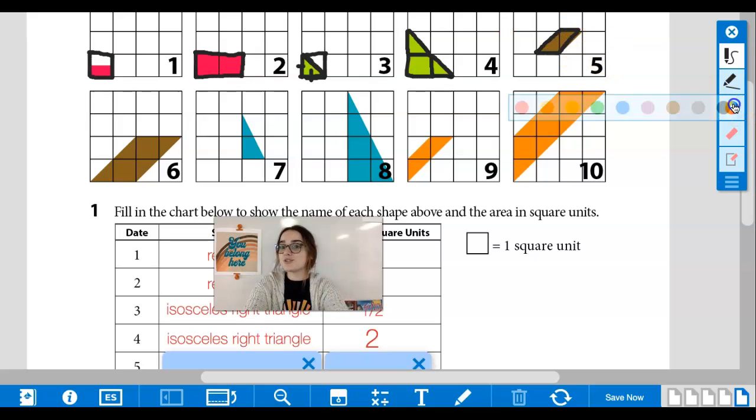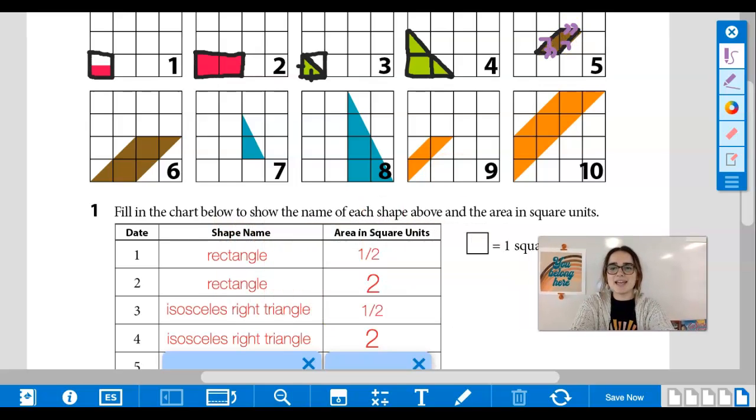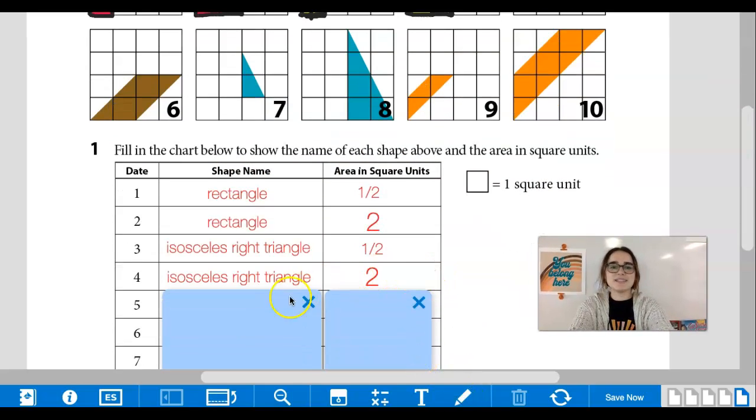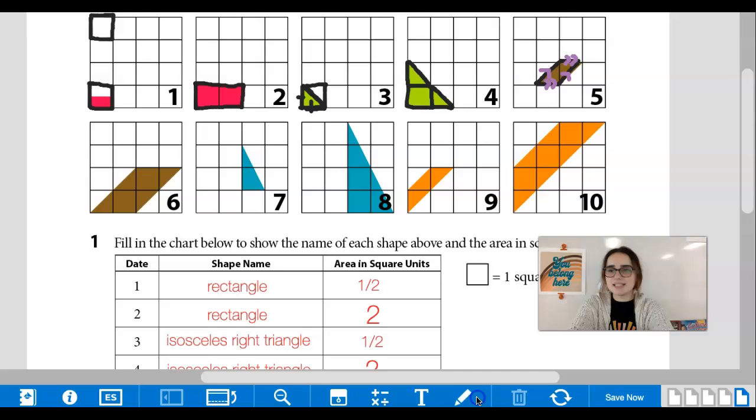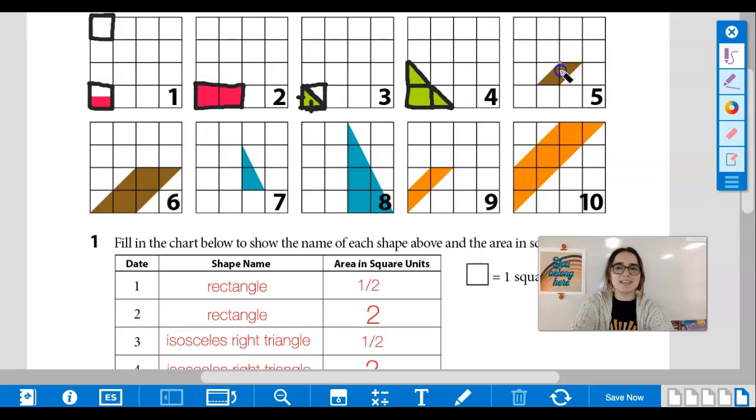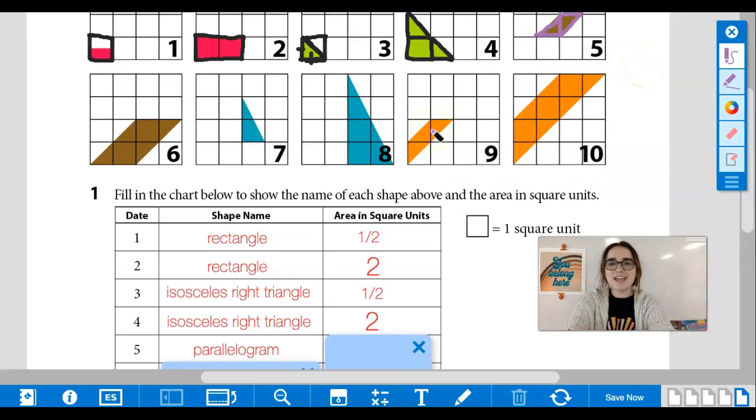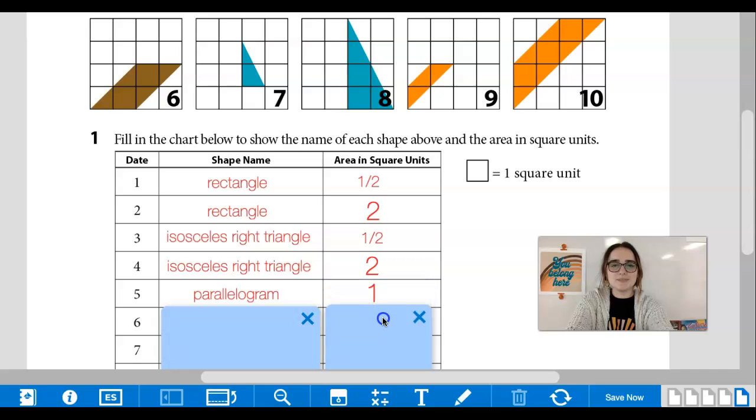This shape has 2 pairs of parallel sides. This side is parallel to this side, and this side down here is parallel to this side, which means this shape is a parallelogram. There we go. And the area of this shape is, what do we think? We've got 1/2 here and a half here. 1/2 plus 1/2 gives us 1 whole. So the area of shape number 5 is 1.